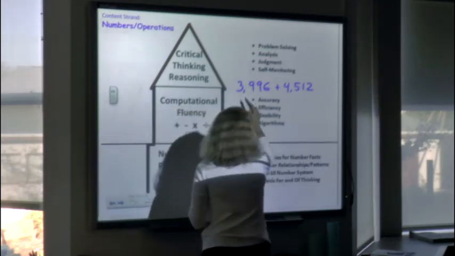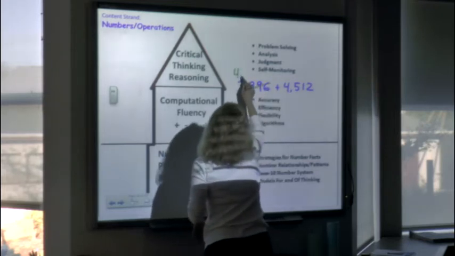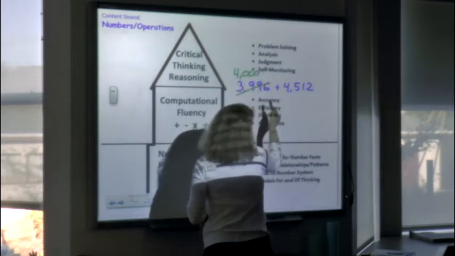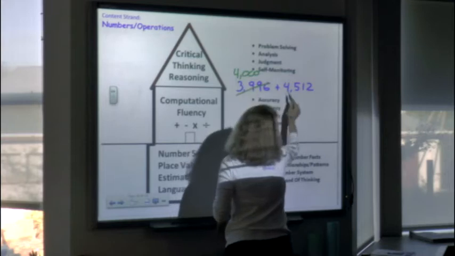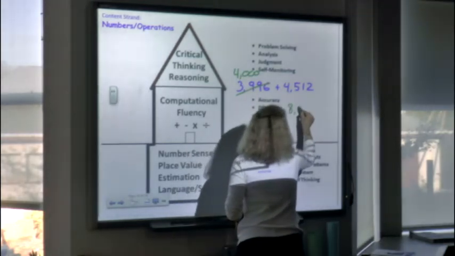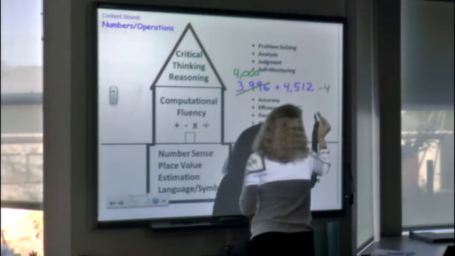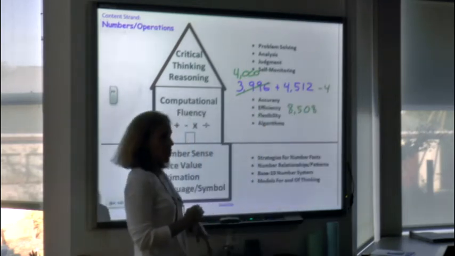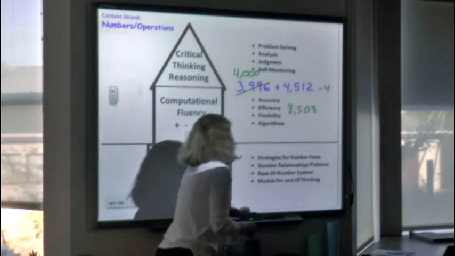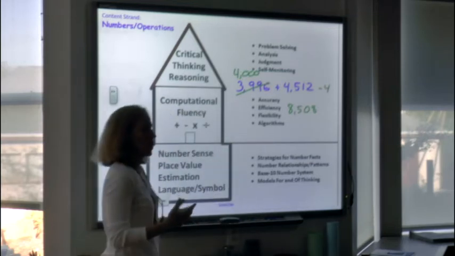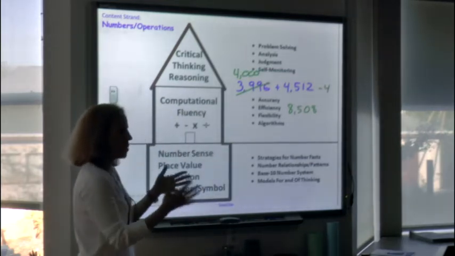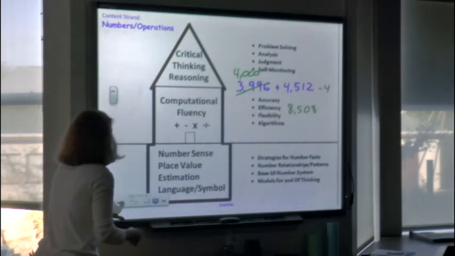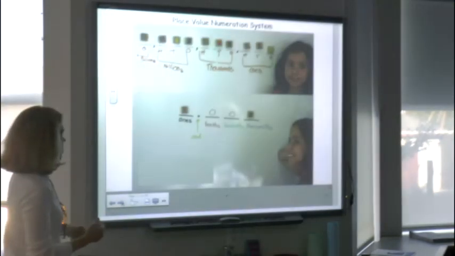So what she did is she goes, this is really close to 4,000, is it not? As a matter of fact, it's just 4 off. So she added 4,000 to here. She got 8,500. She also knew she needed to subtract 4. So that's computation with number sense. You look at the numbers involved and go, what's the most reasonable way for me to compute this? You don't automatically apply an algorithm, though sometimes the algorithm is the most efficient way.